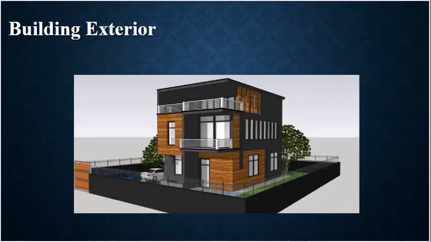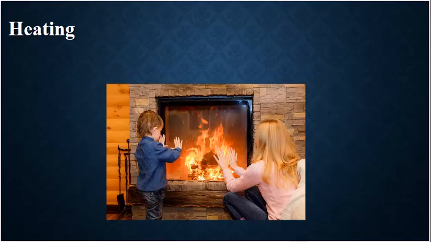Building exterior. The building exterior refers to the outer surface and facade of the structure, which protects against weather elements while contributing to aesthetics. It includes walls, roofing materials, windows, and doors. The choice of materials and design influences energy efficiency, insulation, and maintenance needs. A well-designed exterior not only enhances curb appeal but also plays a critical role in the building's thermal performance and durability against environmental factors.